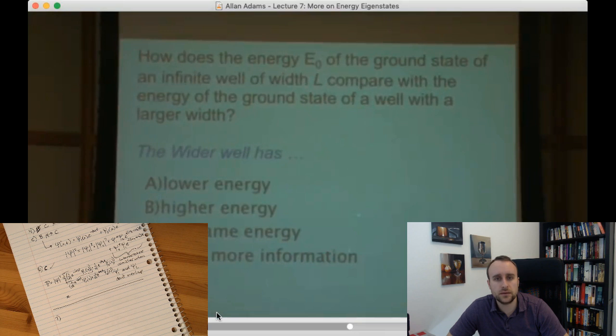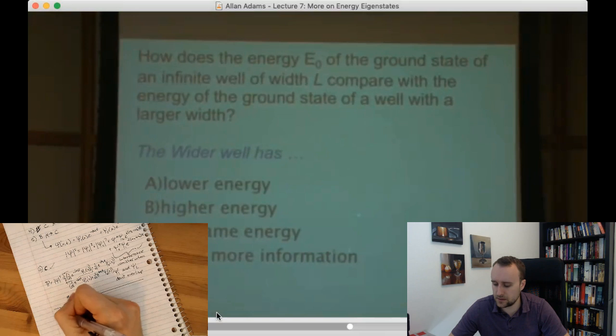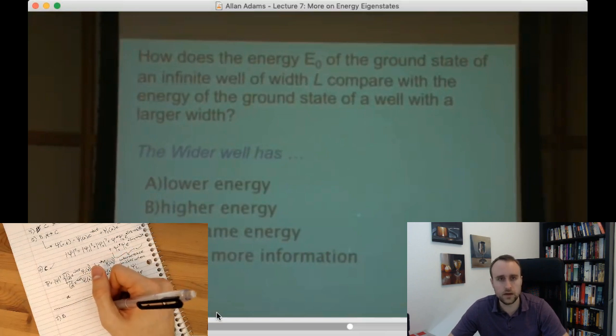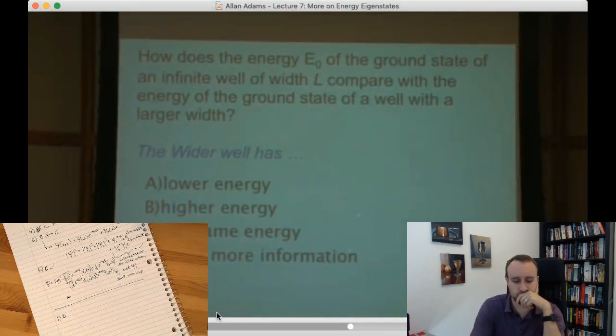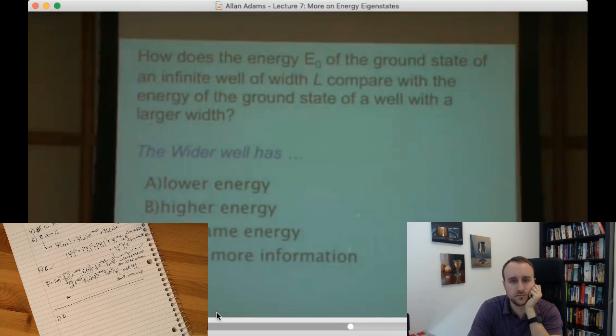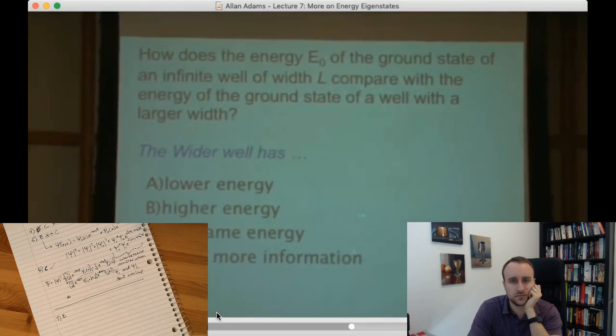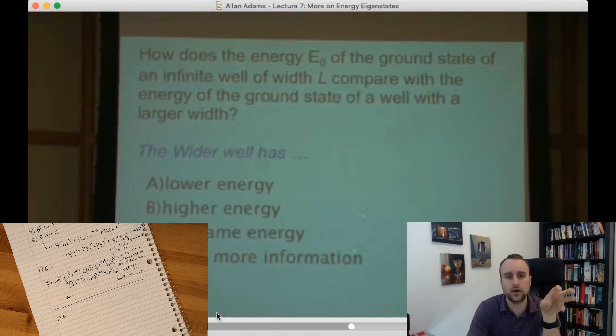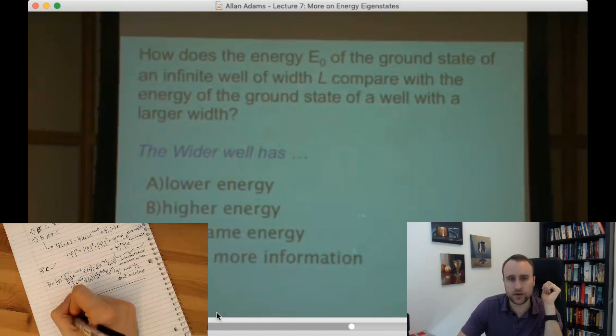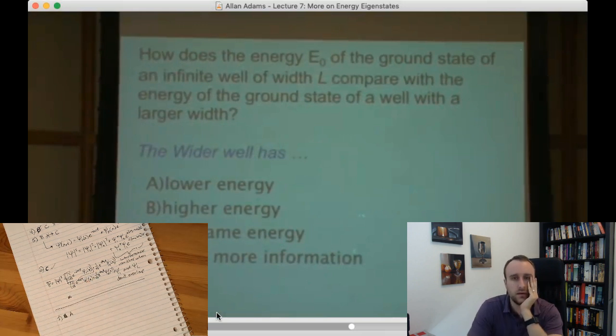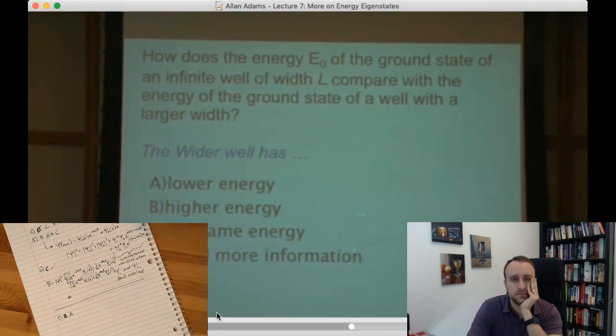Well, I'm going to say it's going to be higher energy because you need to have shorter wavelength. How does the ground state energy compare to that of a system with a wider well? It's got to be B, right? Oh, a wider well has lower energy. Sorry, I'm reading that wrong. Wider well has lower energy because it's a longer wavelength. So L versus a larger L.